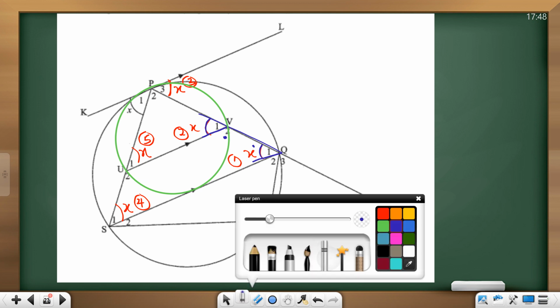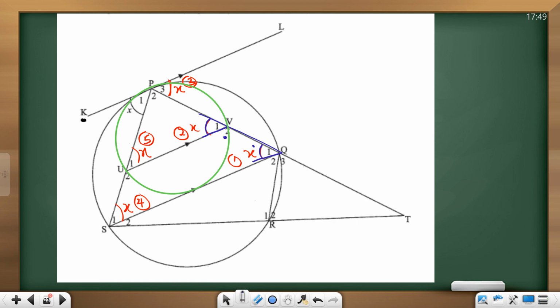I'm going to use highlighters now. KP. If KP is a tangent, then what? This angle should be equal to what? That angle. All right, so that's how you answer it. They said prove that it's a tangent. So you make an assumption to say it's a tangent.